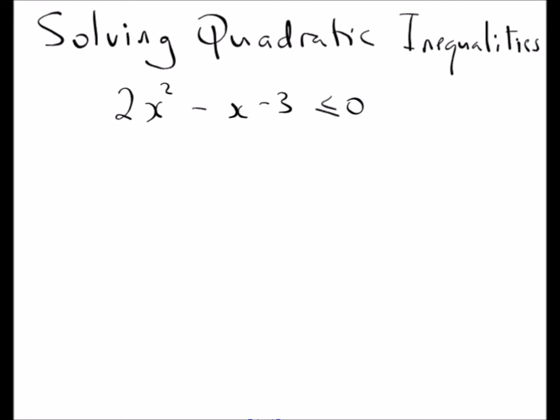In this video we'll look at how to solve a quadratic inequality. So we have 2x squared take x take 3 is less than or equal to 0. So we need to leave one side 0 and factorise the other side. So the 2x squared will be 2x times by 1x, and the 3 will be 3 times by 1.